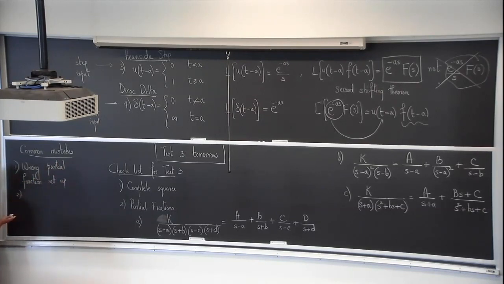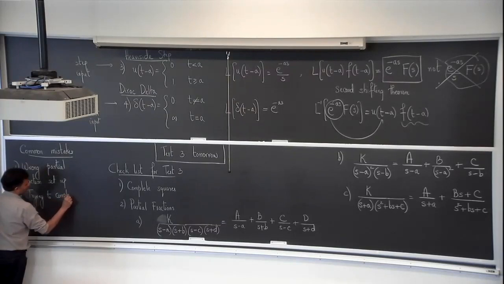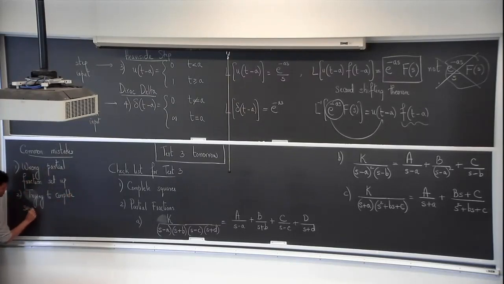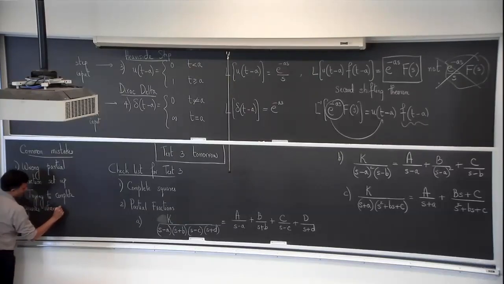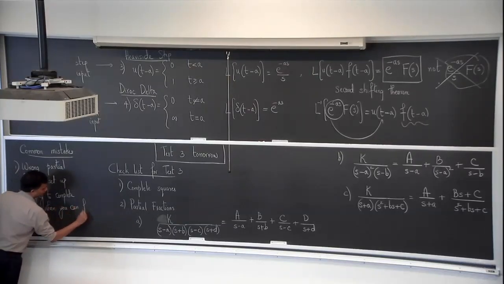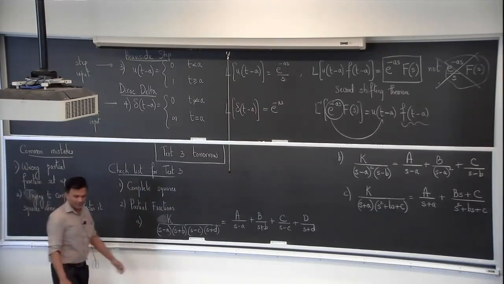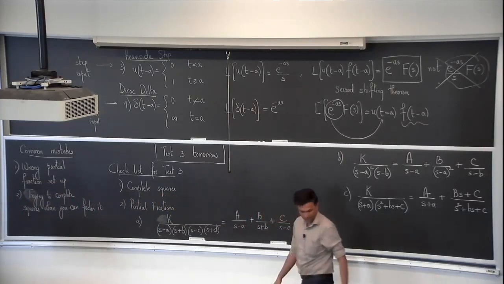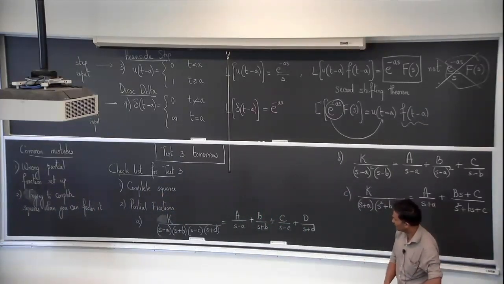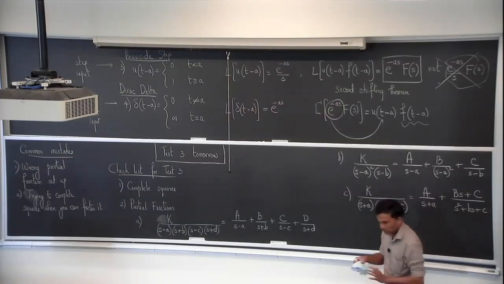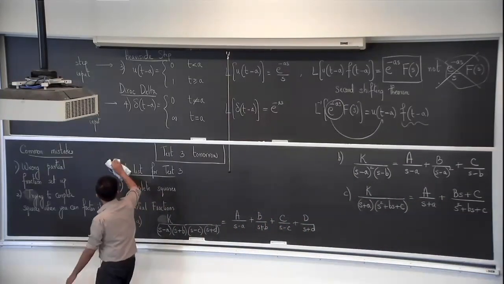The second one, which is unfortunately a really bad one, is trying to complete the squares when you can factor it. That kind of pushes you to a corner where you don't know what to do, and then you start inventing your own rules of partial fractions or Laplace transforms, and the solution goes wrong from that point. Okay. So that is another common mistake.